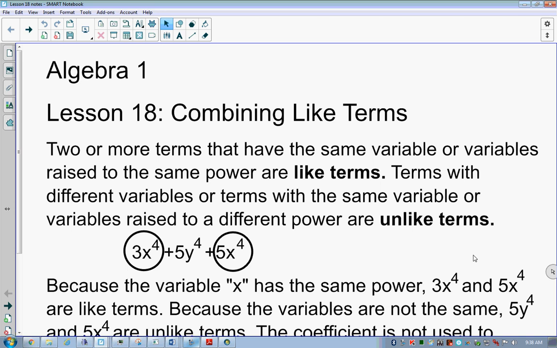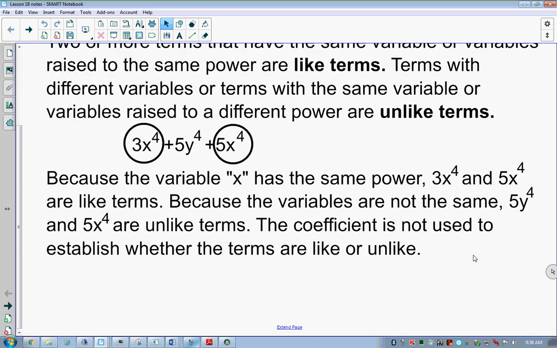Okay, so terms with different variables or terms with the same variable or variables raised to different powers are not like. They're unlike terms. Because the variable x has the same power, 3x to the fourth and 5x to the fourth are like terms. So that's going to be 8x to the fourth. I combined them. If that had been negative 5x to the fourth, I would take 3x to the fourth minus 5x to the fourth. I would have gotten negative 2x to the fourth.